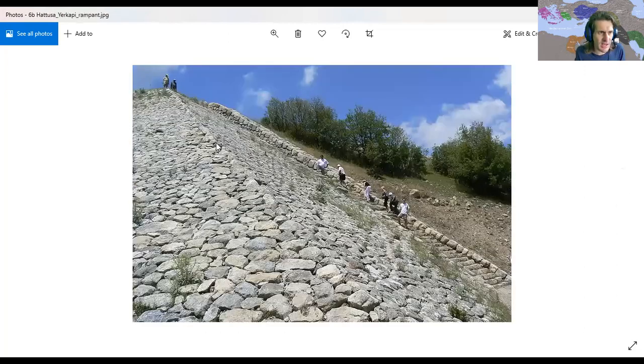So this is at Hattusa as well. Now, this is rather interesting. We're talking about these great walls that are being built, and this looks very much like a stone cladded bank. But again, it's really impressive, and you're thinking, well, how was this city overcome?